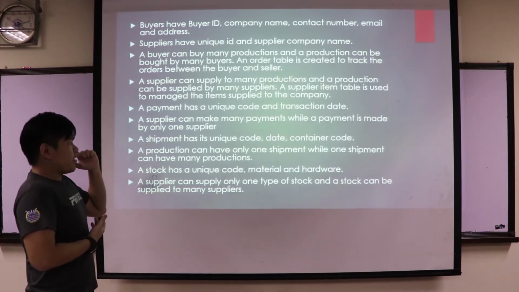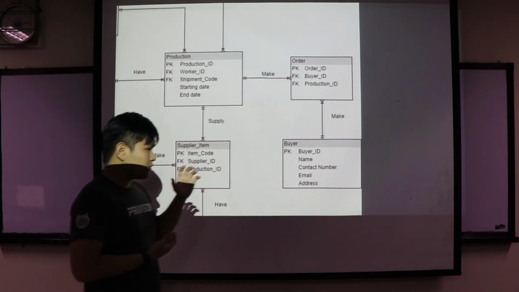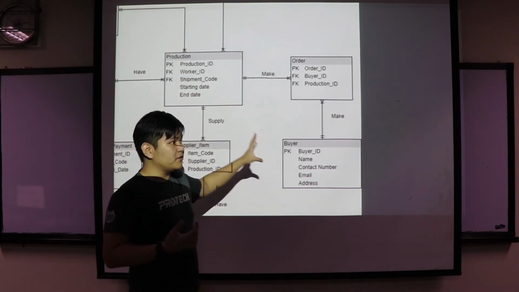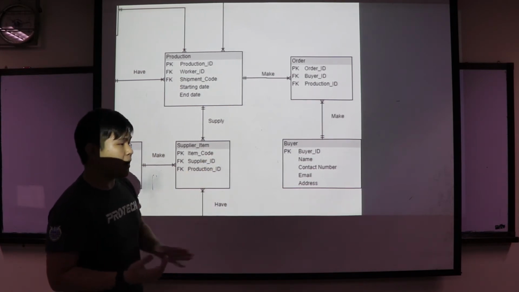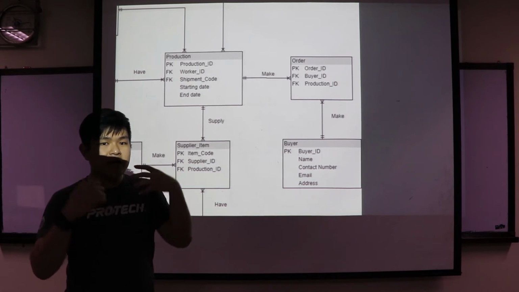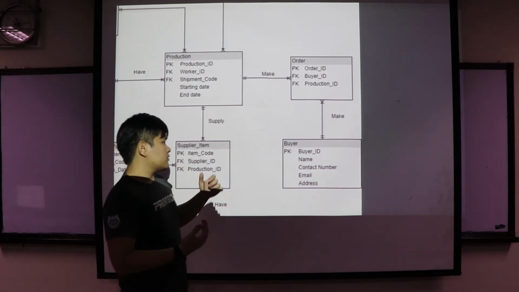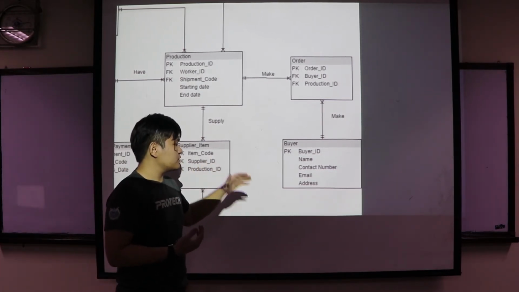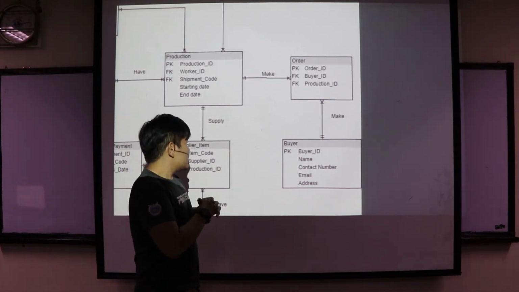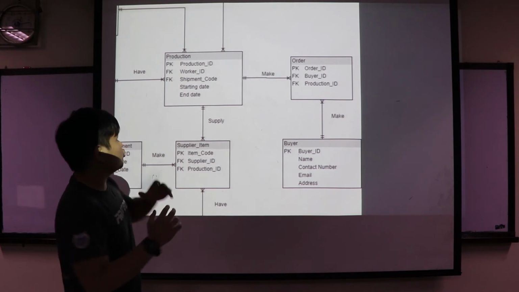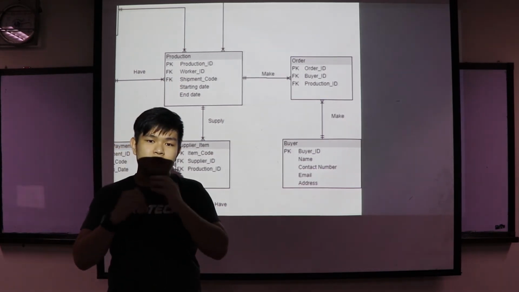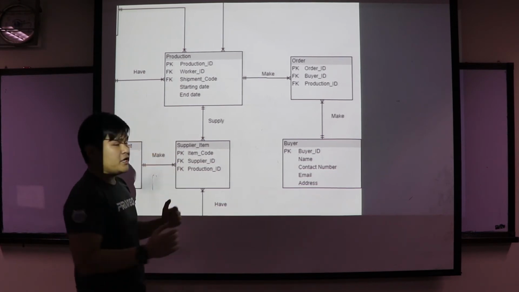Based on the diagram, we need to create a first table for buyers. The buyer's table needs a primary key, which is buyer ID. The next are name, contact numbers, emails, and address. This buyer table has a relationship to the production. Its relationship is many to many.